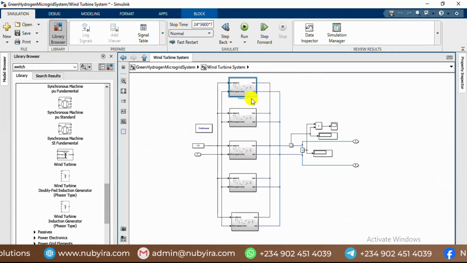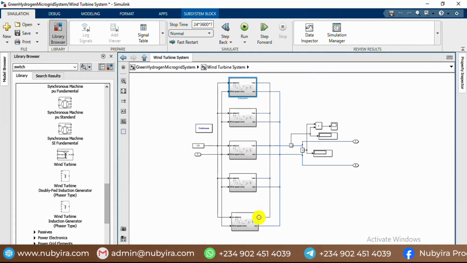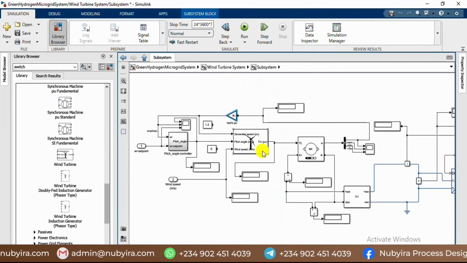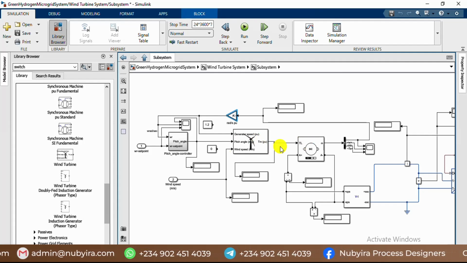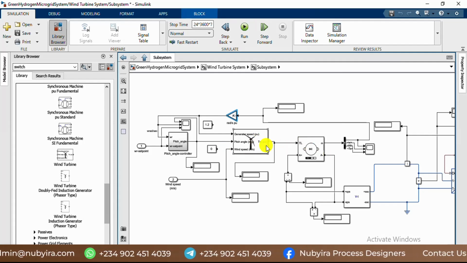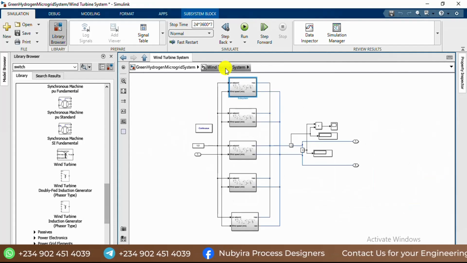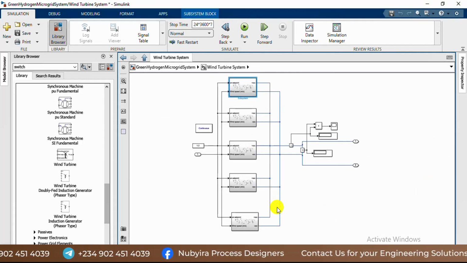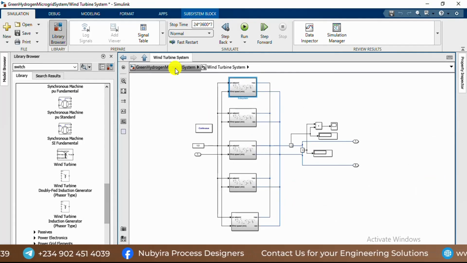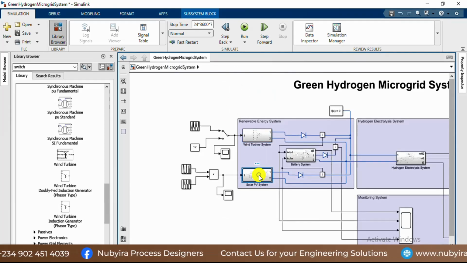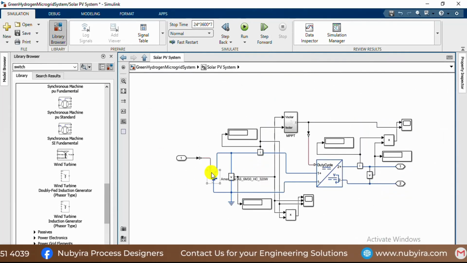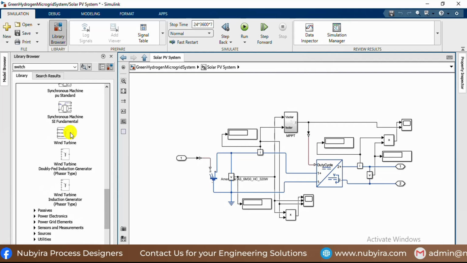Then for the system, I have like 5 turbines, because you can't use this for only one turbine, not the entire system. You won't be able to get it right. So it's like 4 turbines stacked, connected in parallel to generate electricity. Then for the PV panel, you use the electrical domain from Simscape.